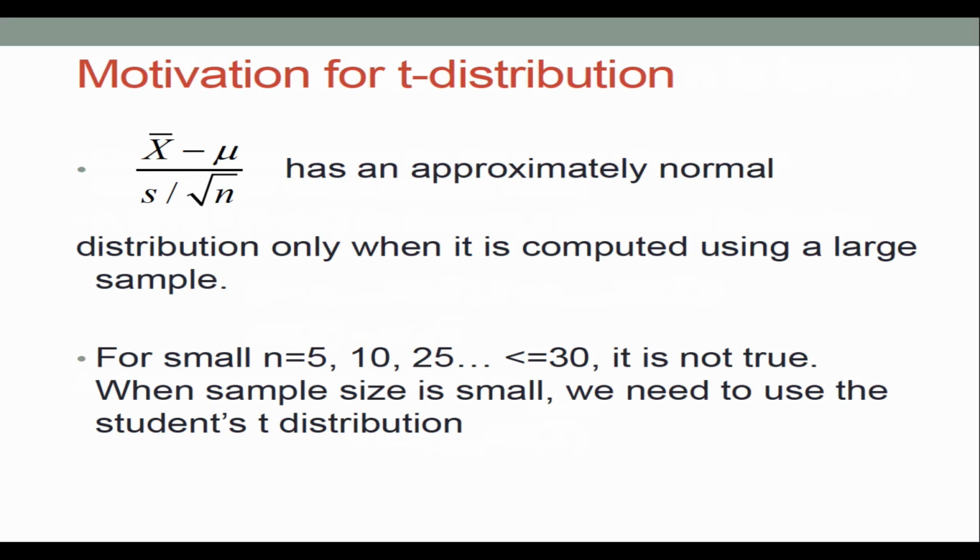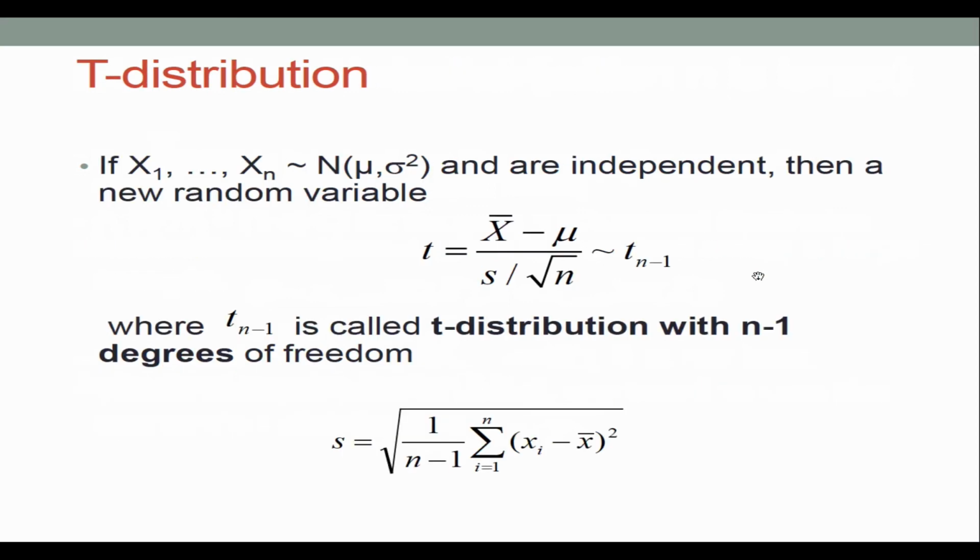When the sample size is smaller than 30, this quantity cannot be approximated by the normal distribution. Actually, it is distributed like a student t distribution. So next, I'm going to show you what the student t distribution is. For small n, usually less than 30, the central limit theorem doesn't hold, so we need to use the student t distribution for this quantity.